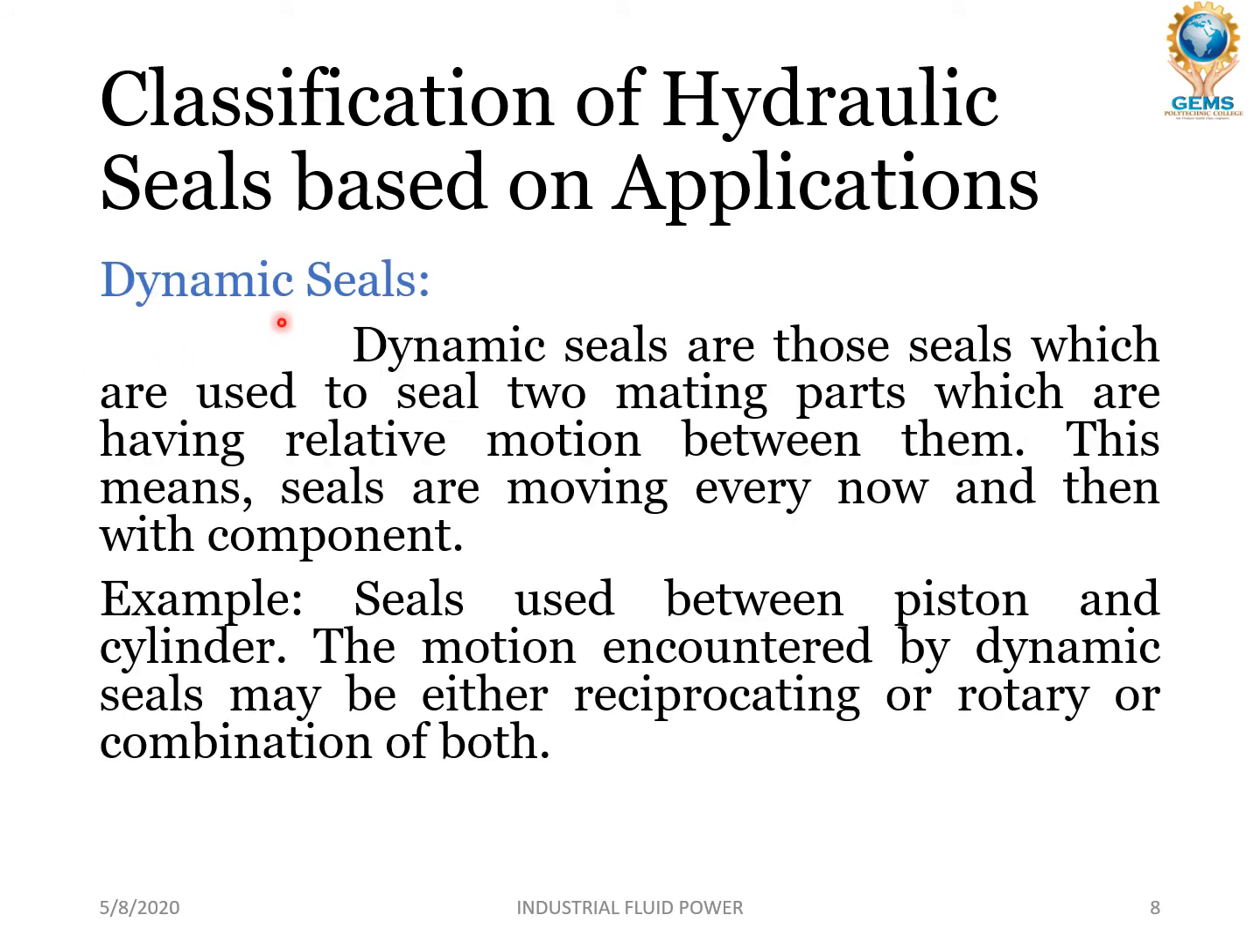And the second type of seal is the dynamic seal. Dynamic seals are those seals which are used to seal two mating parts which have relative motion between them. This means the seals are moving every now and then with the components. Examples of dynamic seals are the seals used between piston and cylinder. The motion encountered by dynamic seals may be either reciprocating or rotary or a combination of both.